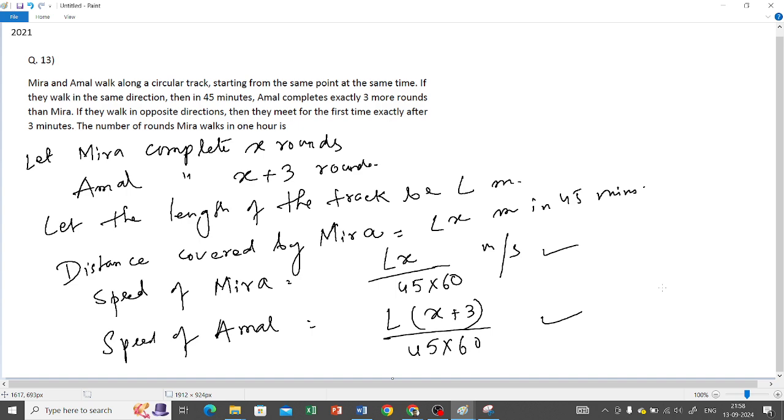What is the speed of Amal? The speed of Amal is L into (x plus 3) divided by 45 into 60. This is the speed of Amal. Now, if they walk in the same direction, then in 45 minutes Amal completes exactly 3 more rounds. Now if they walk in the opposite direction, then they meet for the first time exactly after 3 minutes.